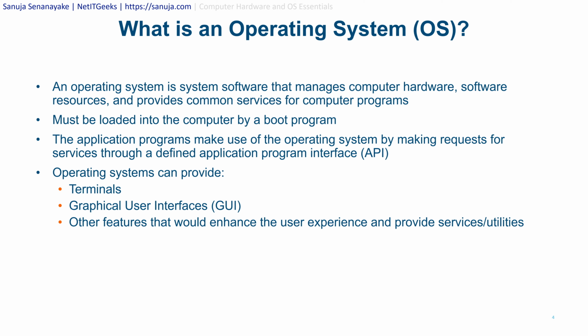Application programs make use of the operating system by making requests for services through a defined application program interface, known as an API. The API calls are what the application programs actually use to request information and perform certain services through the operating system on which the application programs are installed.